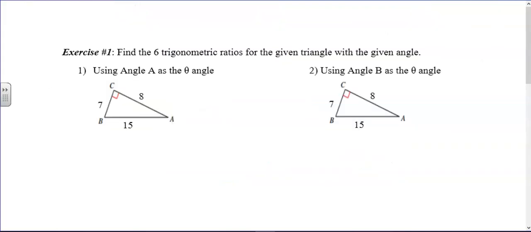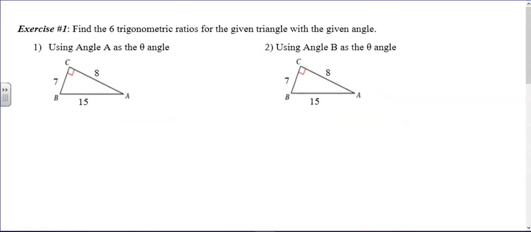So for the first example, it says we're going to find the 6 trig ratios for the given angle. Okay, so theta is going to be angle A. So I'm going to put angle A at theta. So the first thing we're going to do is label our sides. The first one you always want to label is the hypotenuse. Where is it? Across from the right angle. So I'm going to put an H there. What's across from theta? 7, which is opposite. And then next to it is adjacent.